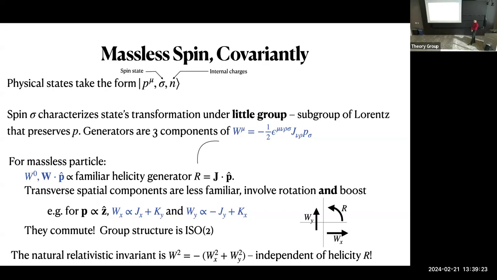But the problem is there are two more operations that leave the momentum invariant in the null case. They're combinations of boosts and rotations. In particular, if my momentum is oriented in this direction, I can boost in this direction and then rotate back to get back to the same momentum. So it's two linear combinations of rotations and boosts. Those operations commute with each other, and together they have a group structure, which is ISO(2), the group of motions of the plane in two dimensions. So there are two translations, the operations I just referred to, and then there are rotations, which are generated by the helicity operator. The invariant continues to be the square of the Pauli-Lubanski vector, and it's independent of helicity.